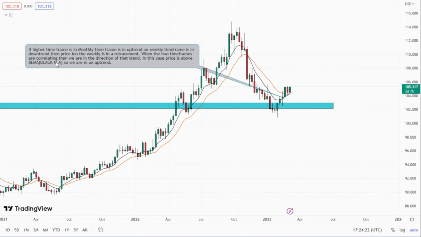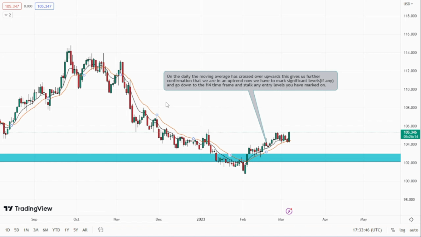So when the two time frames are correlating, then we are in the direction of that trend. So when the monthly time frame is showing us that price is in an uptrend, or the black moving average crosses over the orange moving average, and on the weekly the black moving average also crosses over the orange moving average, then we are in a confirmed uptrend. In this case, price is above the 8 EMA, the black moving average. So here there's a higher possibility that the 8 EMA will go above the orange moving average so that we may continue with our upward move.